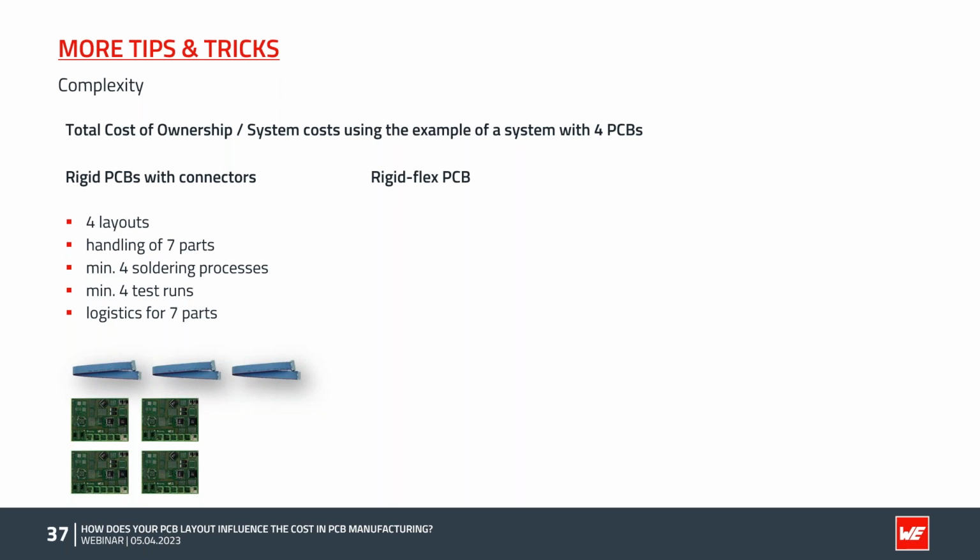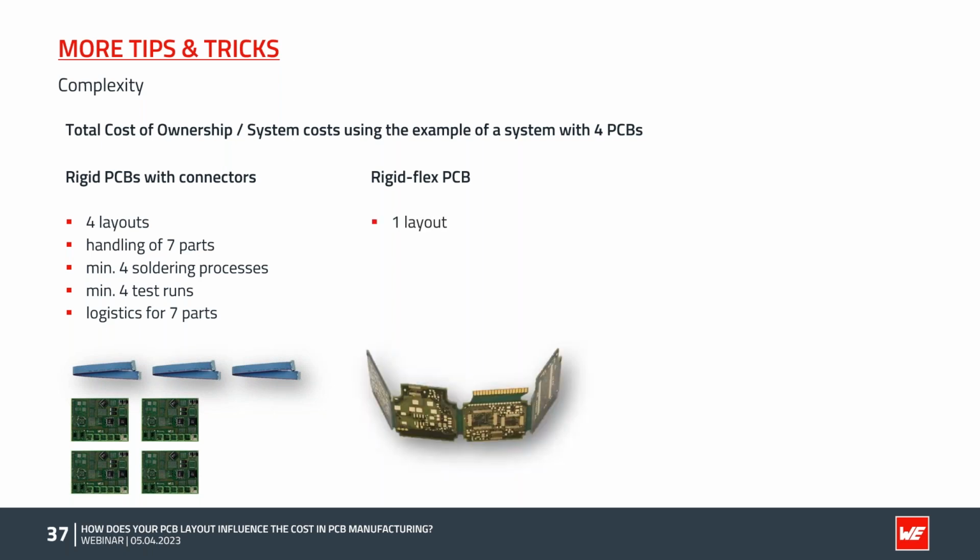Sometimes it's better for your total cost of ownership if you look at rigid flex PCBs. You could combine everything in one layout. This one layout, those 4 rigid areas are already connected with the flex here in that case. For you, it would mean you only have to handle one part. You have a minimum of 1 soldering process. I always say minimum. If you have a front and backside assembly, it would be 2. If you have front, backside, plus through-hole components with wave soldering, it would be 3, whatever.